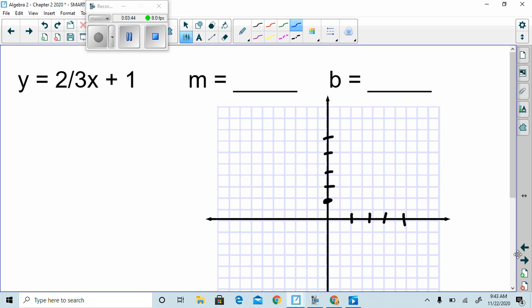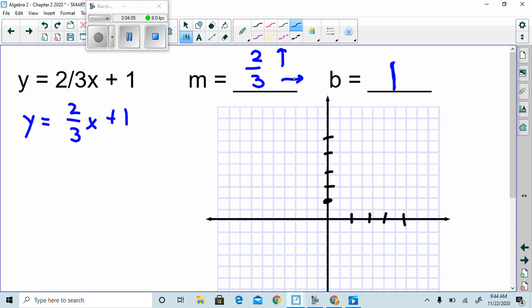In this one, I identify my slope. I don't generally like to write it like this, but it's 2 over 3x plus 1. So my slope is a ratio of 2 over 3, rise over run, and my y-intercept is 1. It's positive. It's telling me to go up 2 and over 3, rise over run.